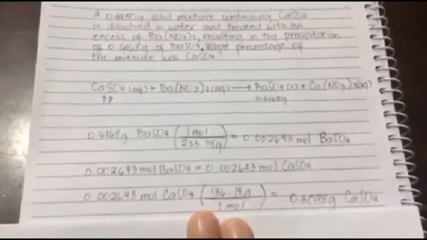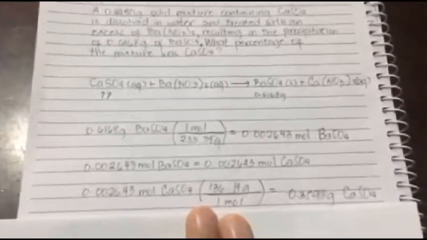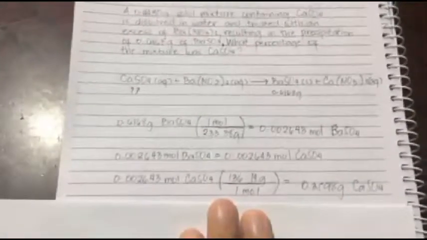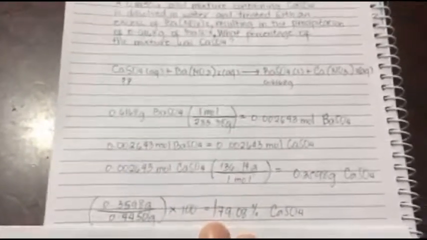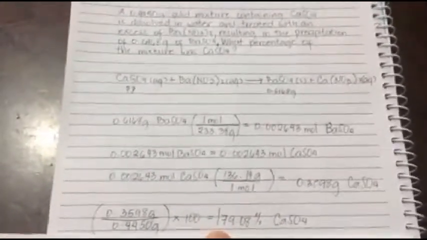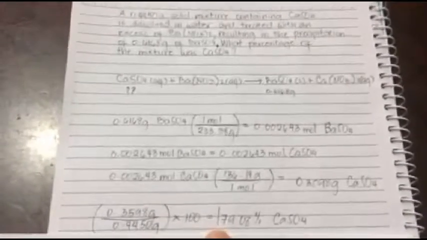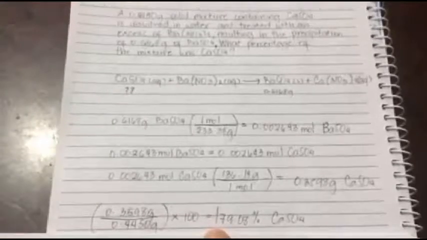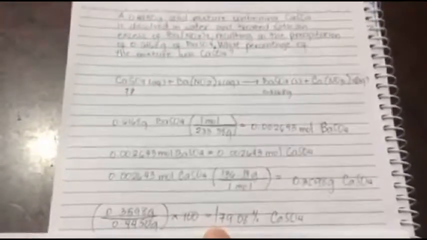So this gravimetric analysis allows us to figure out what mass of calcium sulfate was in the solution. 0.3598 grams of calcium sulfate divided by 0.4450 grams of solid mixture, times 100, ends up to 79.08% of that solid mixture being calcium sulfate.